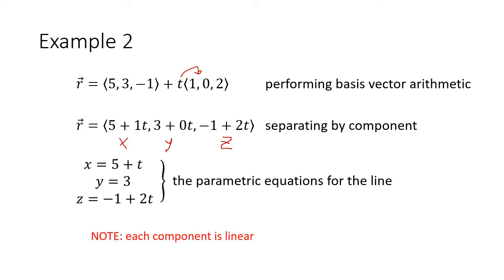One thing to note is that, again, this is an equation of a line. Every single component is linear. My x component, 5 plus t, my y component, just 3, my z component, negative 1 plus 2t, they're all linear. There's no exponent showing up. And hopefully that should be intuitive to why that makes sense. If my equation is all linear, well, then I have the equation of a line. And that's true for each one of my components.